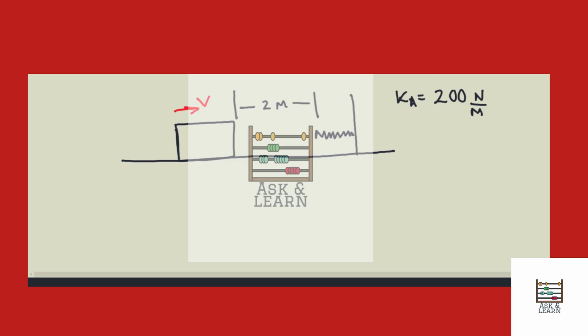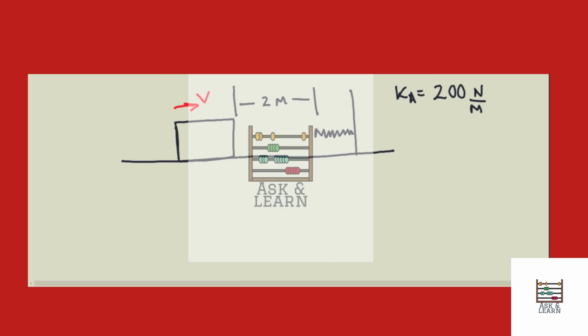Here we have a block that's traveling to the right at an initial velocity of 5 meters per second, and it's going to crash into that spring. You want to find the distance, or the compression, of that spring before it launches the block in the opposite direction. So that distance we'll say is called SA.